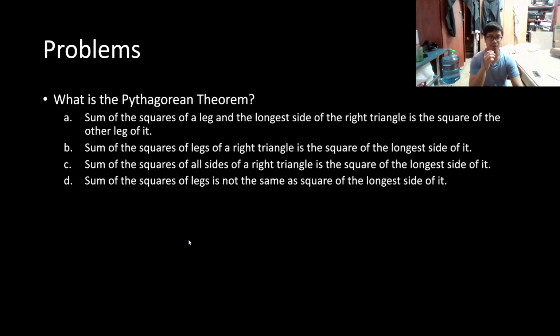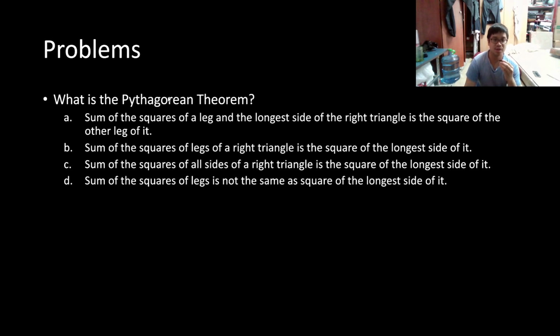What is the Pythagorean theorem? A. Sum of the squares of a leg and the longest side of the right triangle is the square of the other leg of it. B. Sum of the squares of the legs of a right triangle is the square of the longest side of it. C. Sum of the squares of all sides of a right triangle is the square of the longest side of it. And lastly, D. Sum of the squares of the legs is not the same as the square of the longest side of it. So, which is the correct answer?